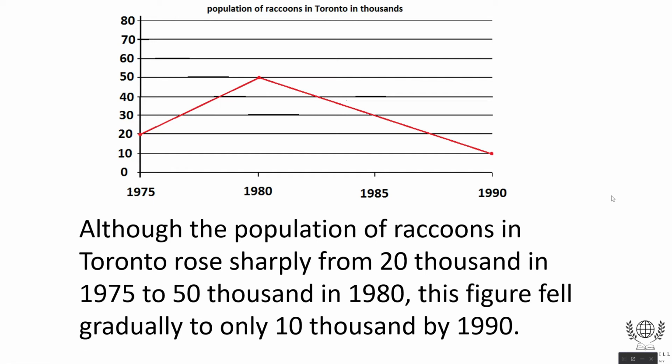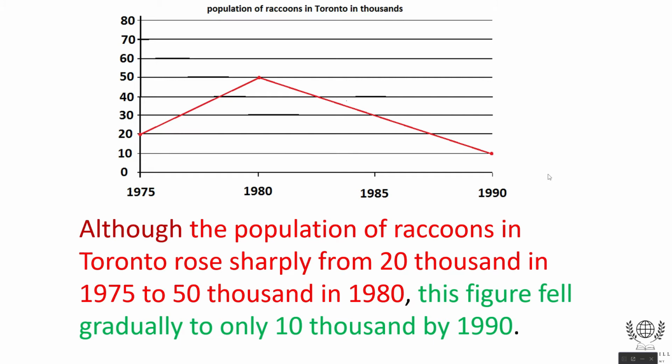Although the population of raccoons in Toronto rose sharply from 20,000 in 1975 to 50,000 in 1980, this figure fell gradually to only 10,000 by 1990. Now, using this subordination although, we are able to combine two very differing trends.